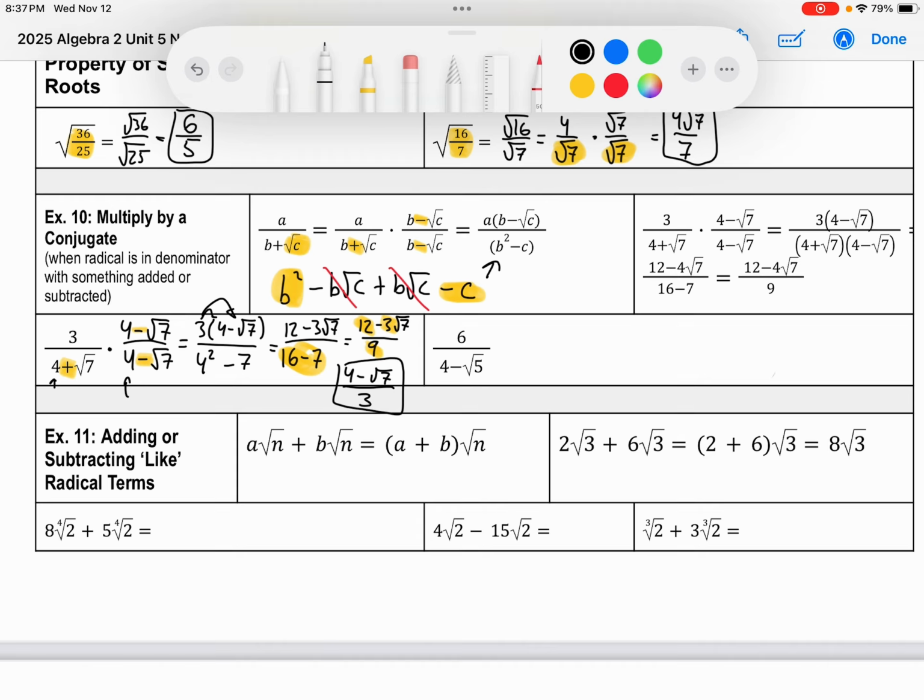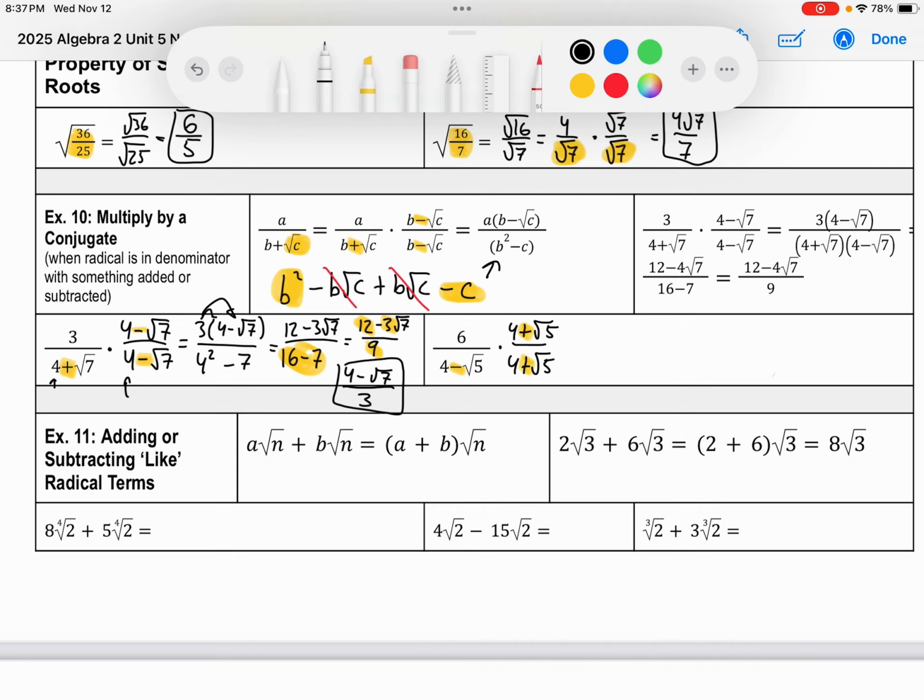Okay, so let's look at another example here. I have 4 minus the square root of 5 on the bottom, and so I'm going to multiply this by 4 plus the square root of 5, using the opposite symbol here that we have in our fraction. So 4 plus the square root of 5.